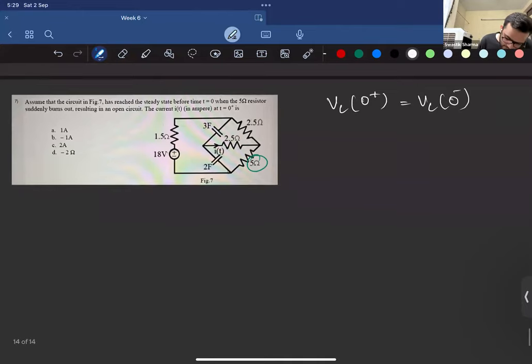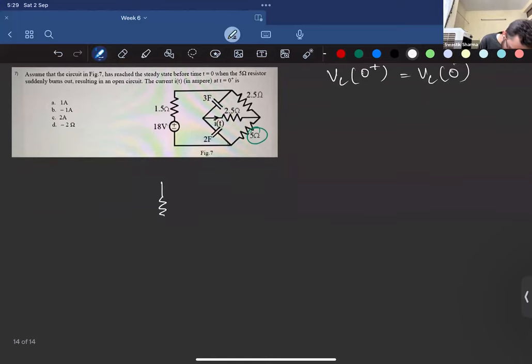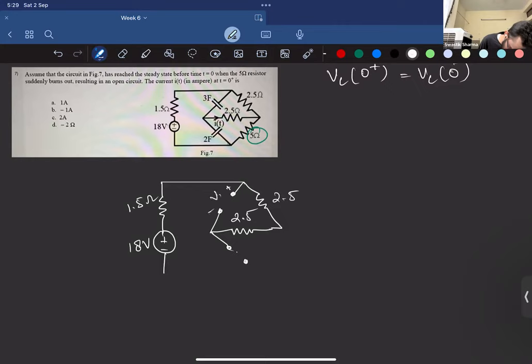Right. So since it's in steady state, it was open circuited before. So let's redraw the circuit. The circuit was something like this. The capacitors are open circuited. This one resistance, 2.5, 2.5. This is also open circuited, plus minus Vc1, plus minus Vc2, and there's this resistance that's connected, 5 ohm.